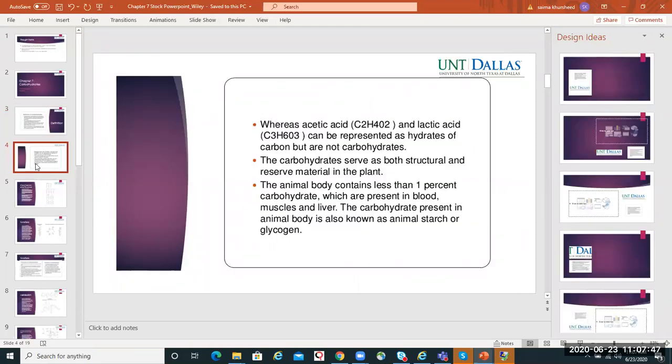It has been found that acetic acid and lactic acid can be present as hydrates of carbon but are not carbohydrates. The carbohydrates serve as both structural and reserve material in the plant. The animal body contains less than 1% of carbohydrate, which is present in blood, muscle, and liver.